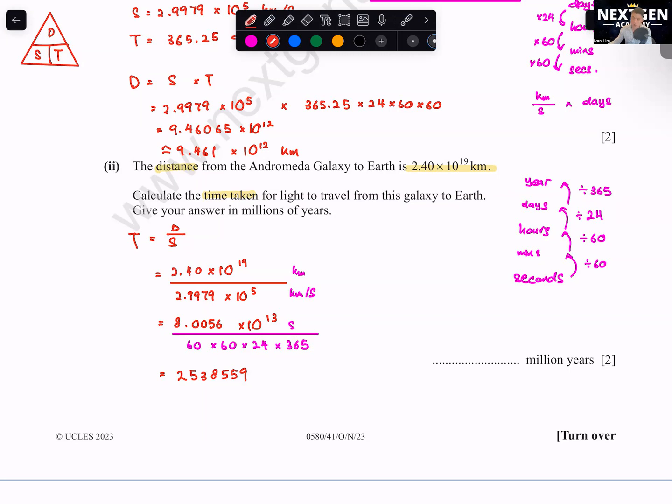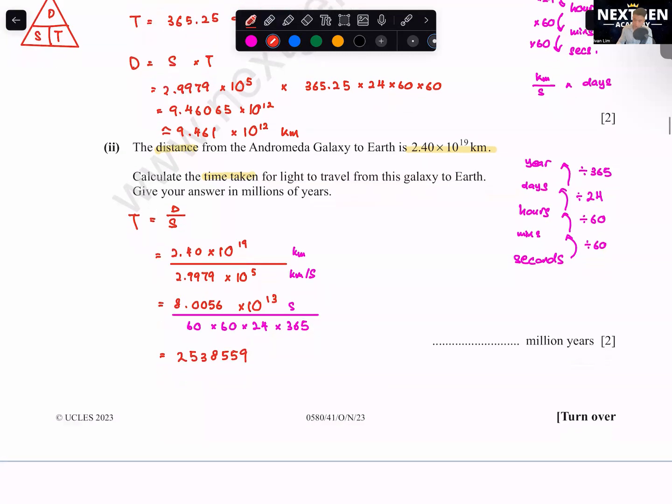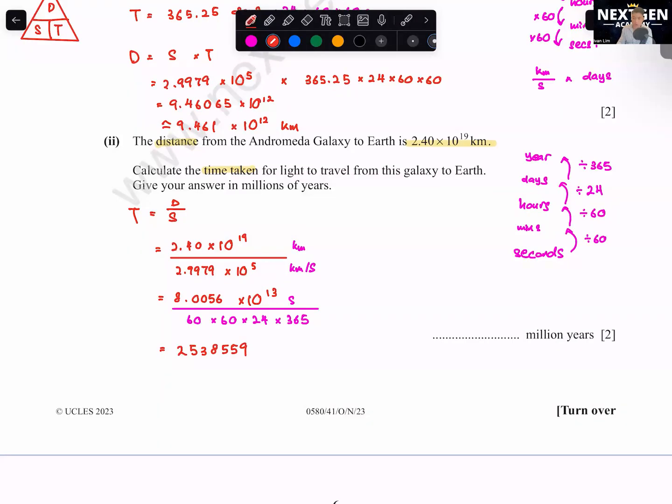Okay, they want you to change it to million. 1 million is how many zero? 6 zeros. Okay, so write this down. 1 million is times 10 to the power of 6. So you move like 1, 2, 3, 4, 5, 6. 6 zeros, correct. So here you get 2.54. Round it up to 3 significant figure.